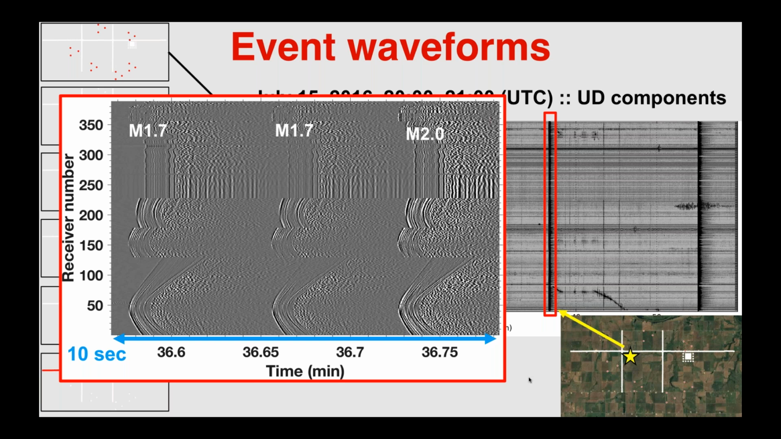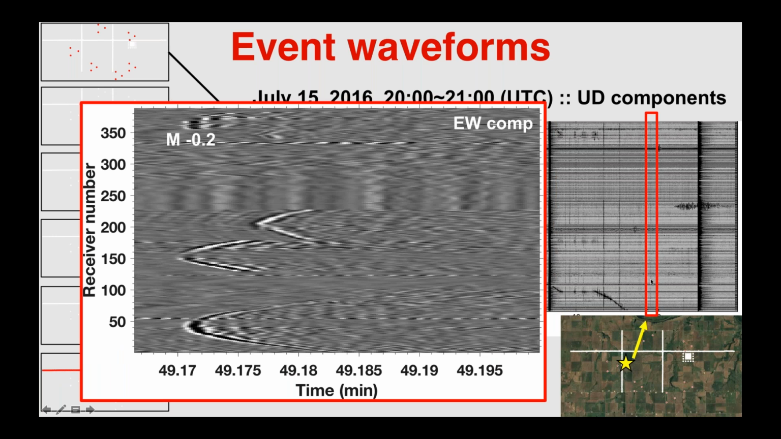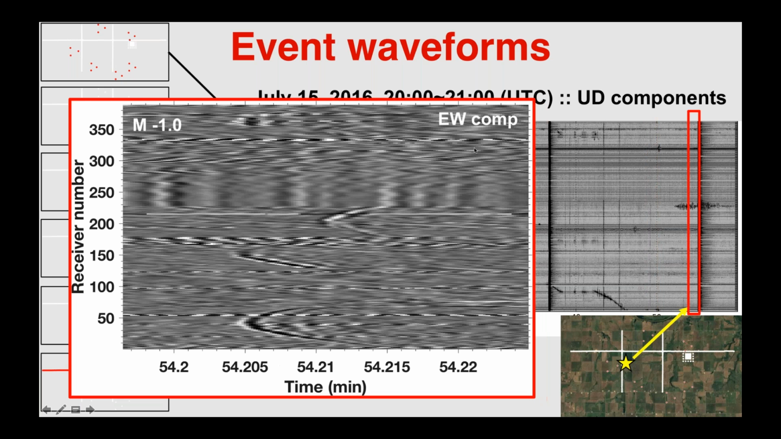We can see much smaller events. You can probably barely see the waveforms here, but when we magnify it, we still have very clear hyperbolas, and we can estimate the location from there. This is almost not visible in the entire observed data, and without a detection technique, it's very hard to find. This is magnitude -1, and we can still see the hyperbola if we know the location and the travel time, and we can use this hyperbola to locate them.